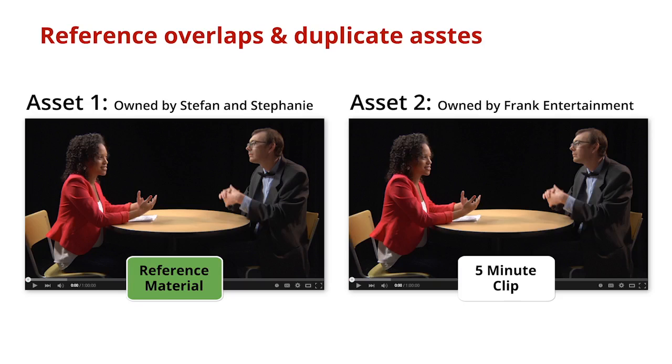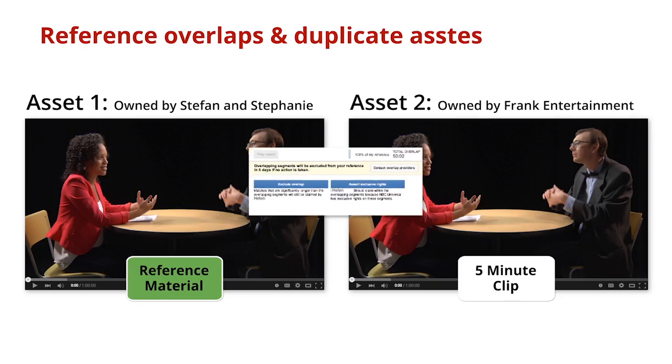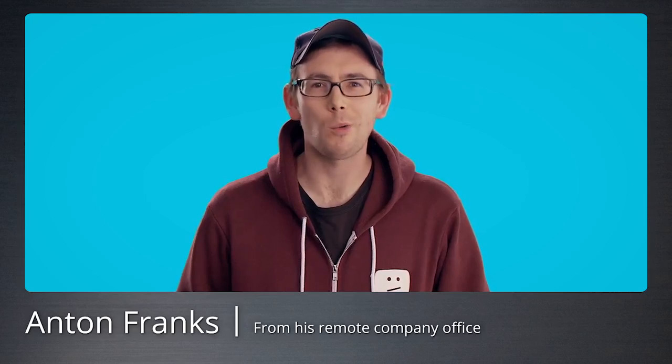So, basically, we would ask you to confirm this overlap, Anton. And you'd recognize that you don't own or have claims to that 5-minute clip. So, you should click Exclude. But if the situations were, say, reversed, let's say Stephanie uploaded the reference after you did, then she would see the reference overlap, and she'd click Assert Exclusive Rights to make sure that Content ID knows the overlapping portion is really hers. Oh, so that's what you mean by winning.